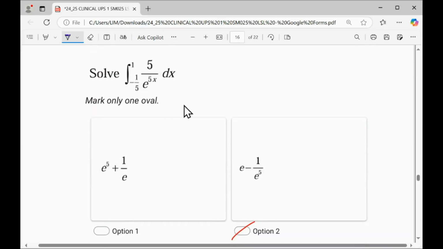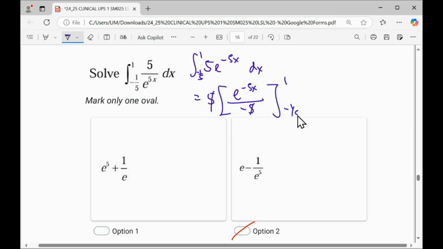Next, we're going to integrate this. So 5e to the negative 5x, integrate from negative 1 over 5 to 1, dx. This integration will give you e to the negative 5x over the coefficient negative 5, simplify. When we substitute the limits, it will give you negative e to the negative 5 minus negative e to the negative, which becomes positive. So it becomes e to the 1 minus e to the negative 5. So here we have our option 2.